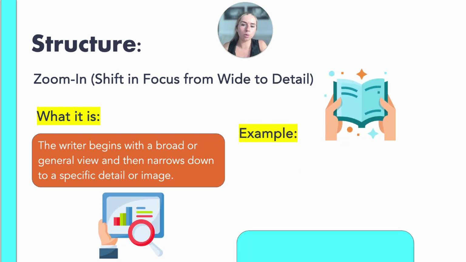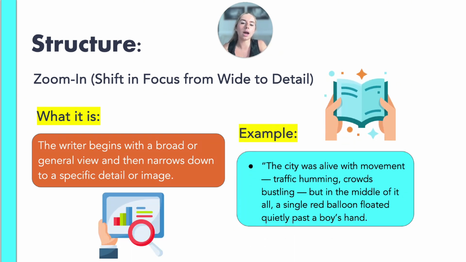An example of this would be: the city was alive with movement, traffic humming, crowds bustling, but in the middle of it all, a single red balloon floated quietly past the boy's hand. So you can see the shift in focus from the city. We're talking about the city at large, the broader general view. And then it zooms in and focuses on this red balloon floating past the boy's hand, which is a more specific detail. So it takes the reader's attention from something larger to something more specific. And that's a really good one with structure techniques.